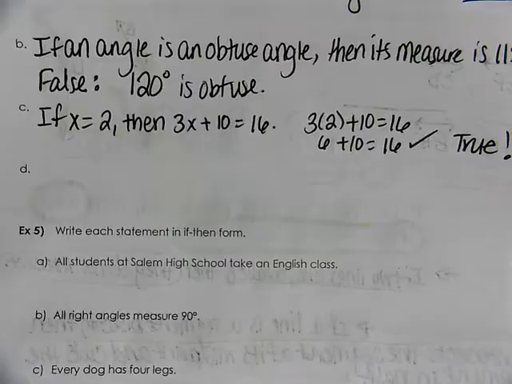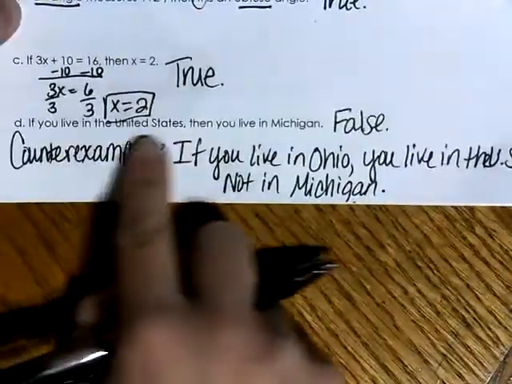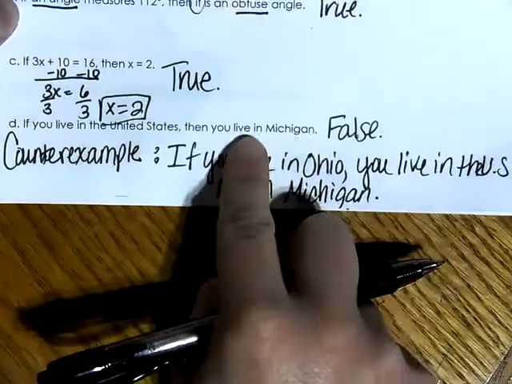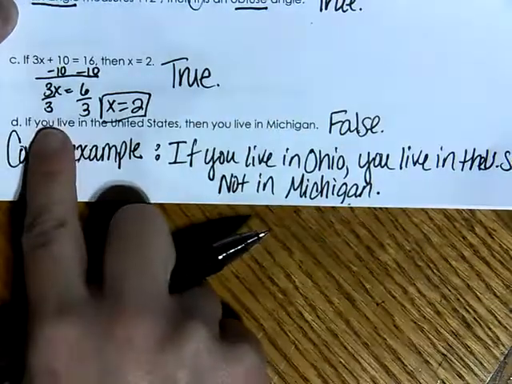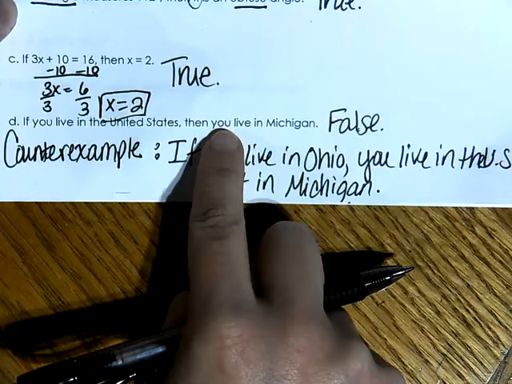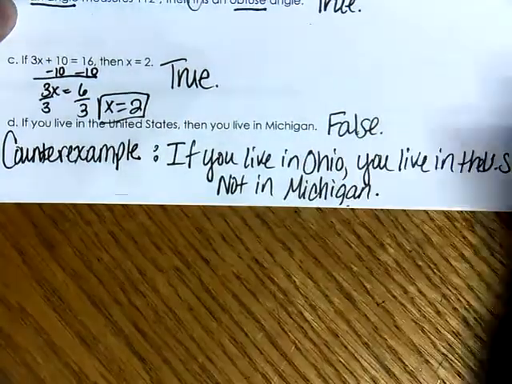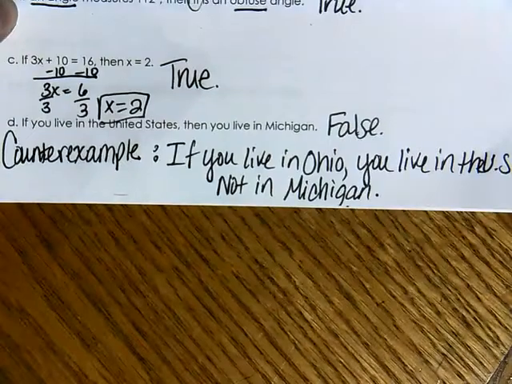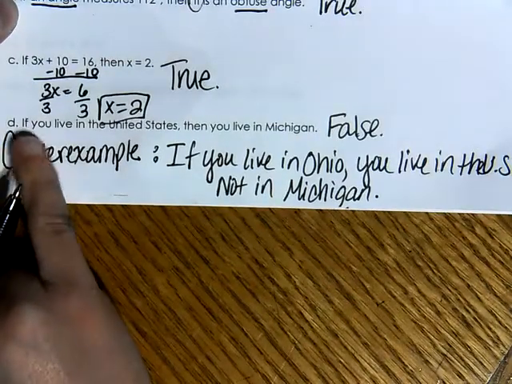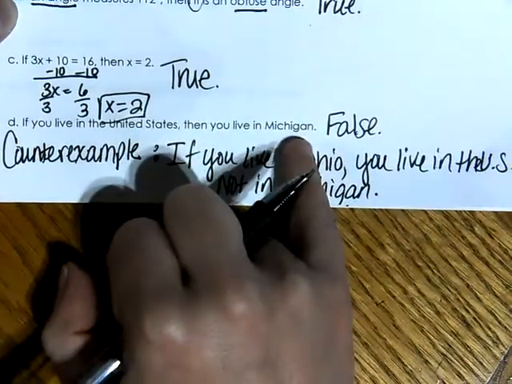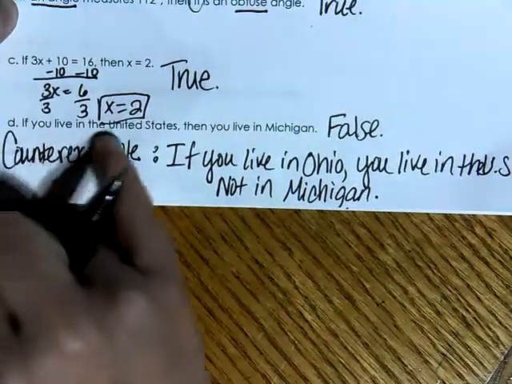Let's go ahead and look at letter D. Letter D says, if you live in the United States, then you live in Michigan. Since you is used twice, you don't have to change the subject or pronoun because they use a pronoun throughout the whole statement. So our reverse would be, if you live in Michigan, then you live in the United States. So let's go ahead and write that down.